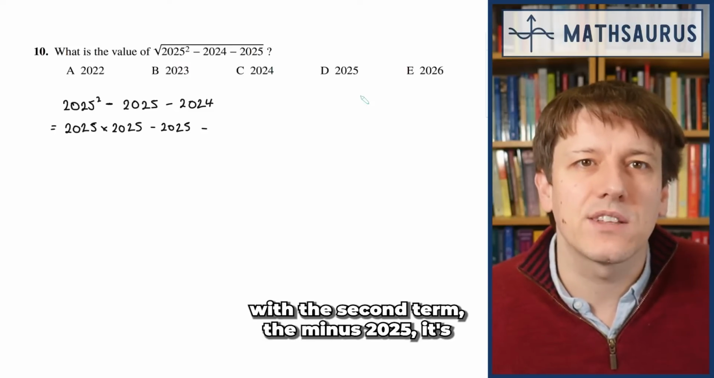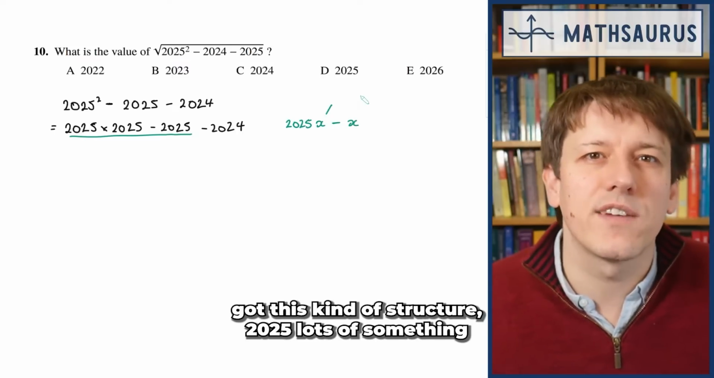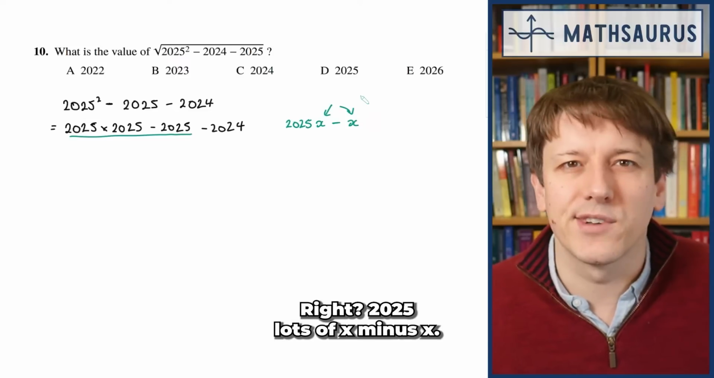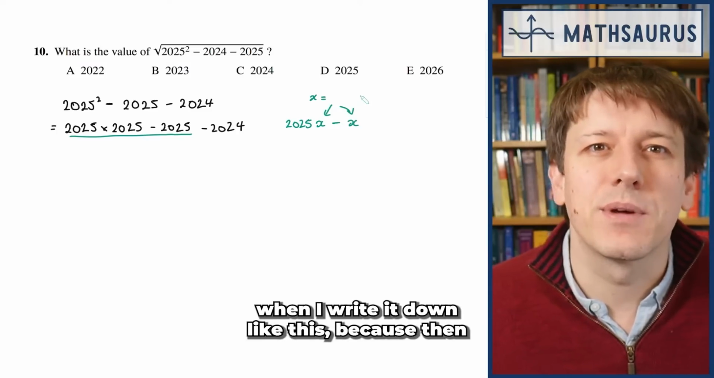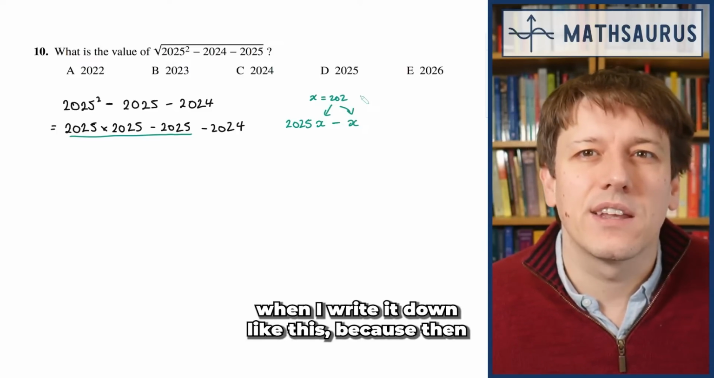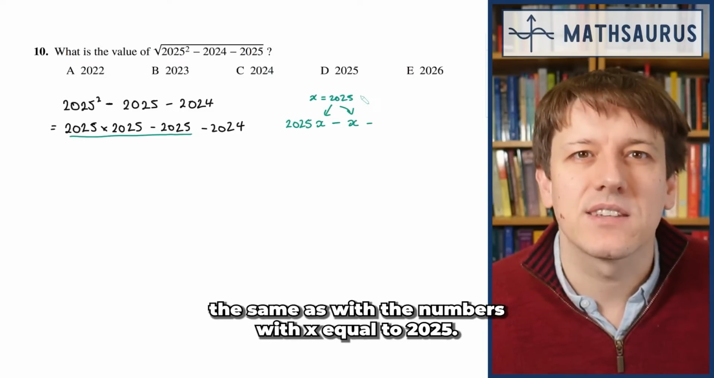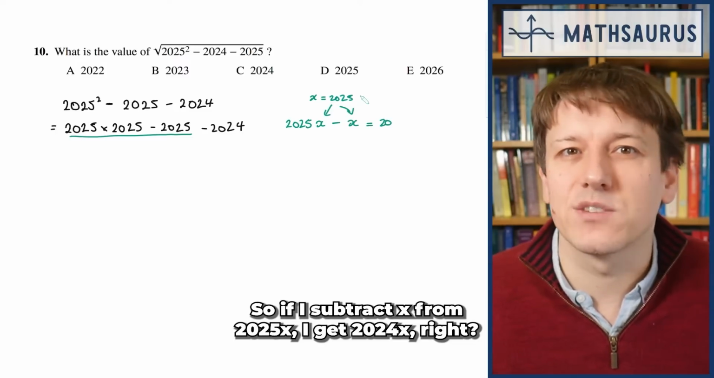if I combine it with the second term, the minus 2025, it's got this kind of structure: 2025 lots of something minus that same something, right? 2025 lots of x minus x. I know some students find it very helpful when I write it down like this, because then the structure here of the algebra is the same as with the numbers, with x equal to 2025. So if I subtract x from 2025x, I get 2024x, right?